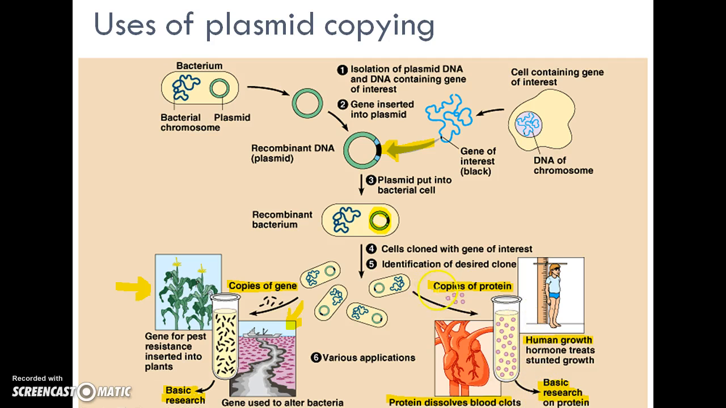And so either making copies of the protein or copies of the gene are two really important ways that we can use this plasmid process of copying.